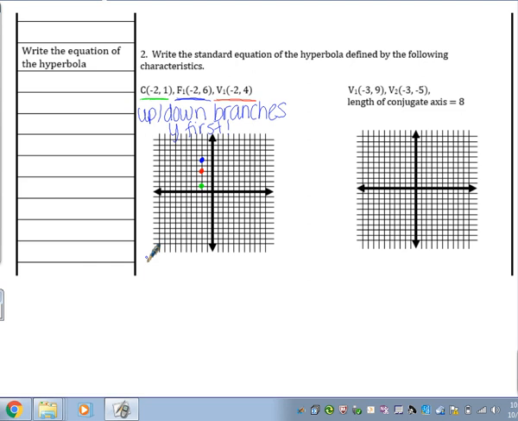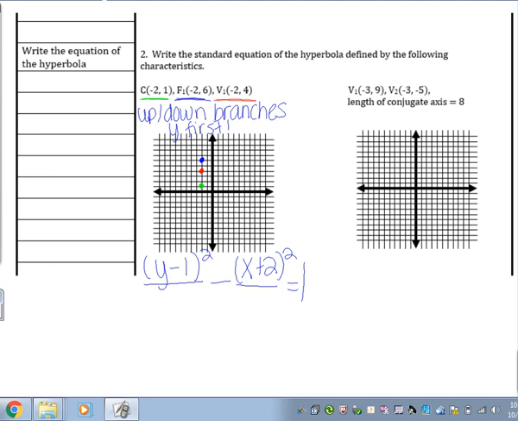So right now I know I have y minus 1 squared over some number, and then minus x plus 2 squared over some number equals 1. All right, so I know a squared must be going under the y, and then b squared must be going under the x. Do I have either of those values?